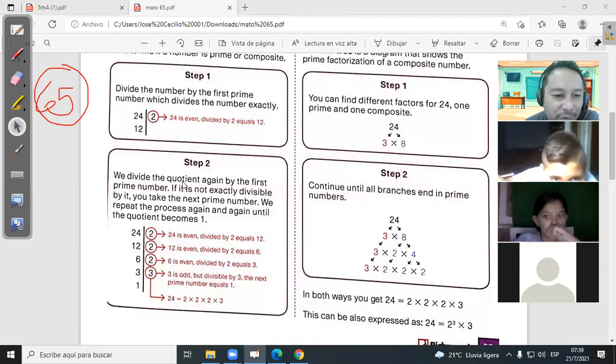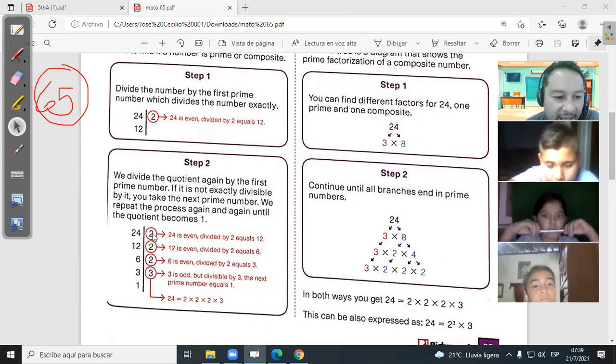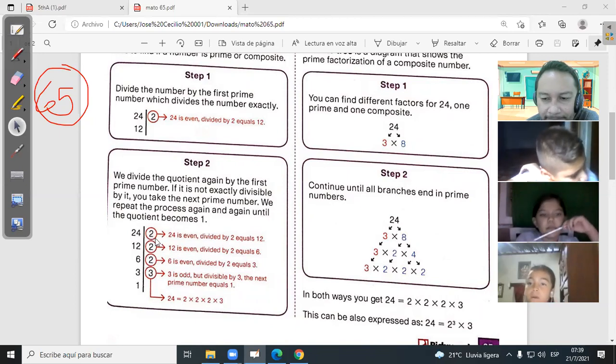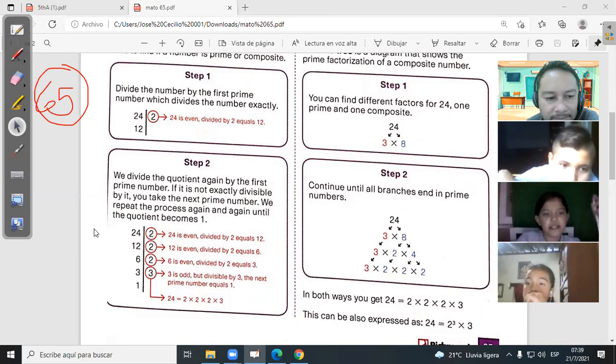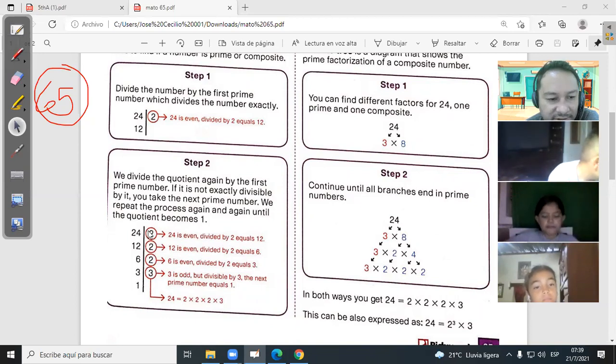We divide the quotient again by the first prime number, if it is not exactly divisible by it. For example, I have a question. Why are we writing the number 2 here? Do you have any idea? Exactly, because if we multiply 2 times 12, it is 24.